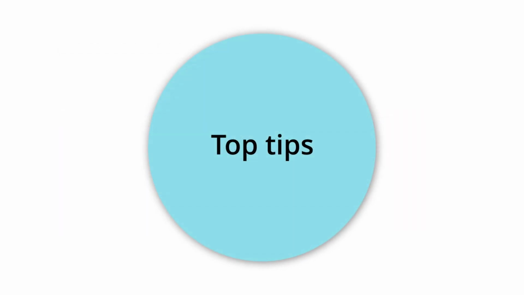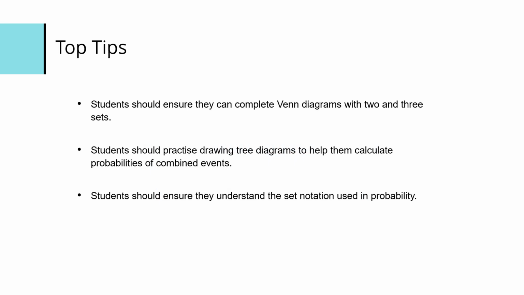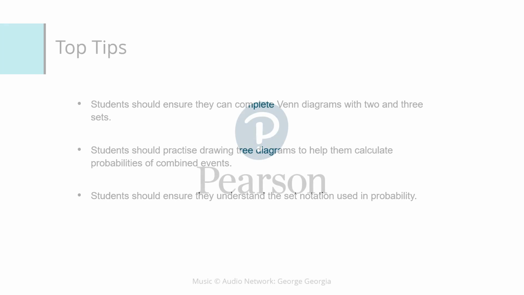So top tips. Students should ensure they can complete Venn diagrams with 2 and 3 sets. They should practice drawing tree diagrams to help them calculate probabilities of combined events. They should also ensure they understand the set notation used in probability.